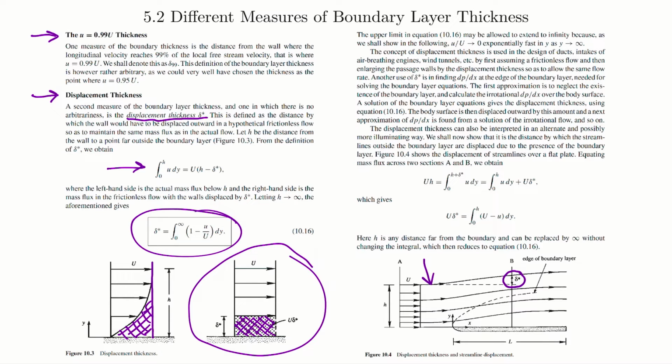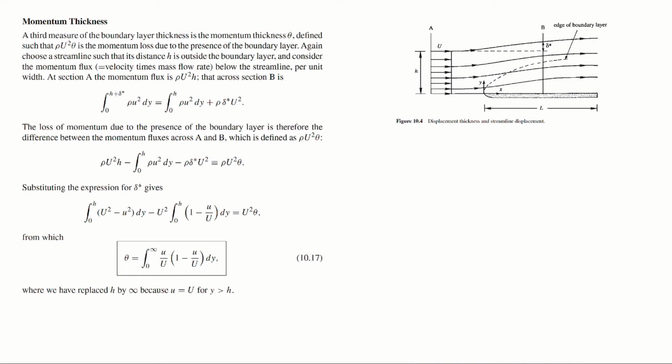Now we've got one more. I've got that on another slide. This one's called the momentum thickness, and that's denoted by this theta here, and that's very similar to the displacement thickness, except instead of the mass flux that's reduced by the lower velocity near the surface, this is considering the momentum loss that's due to the presence of the boundary layer. And so we have our equation because of that, sections A and B referring to the figure. So you have the momentum loss like this, substituting what we had for the displacement thickness, and you end up with this one right here.